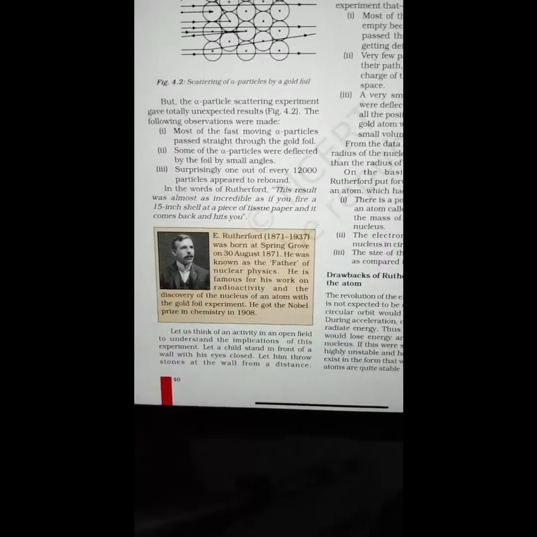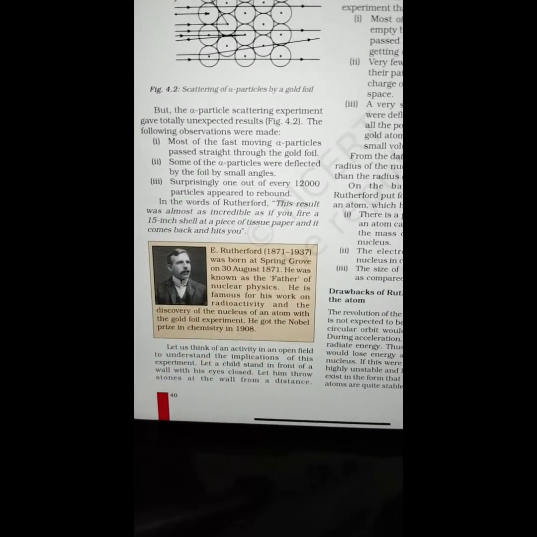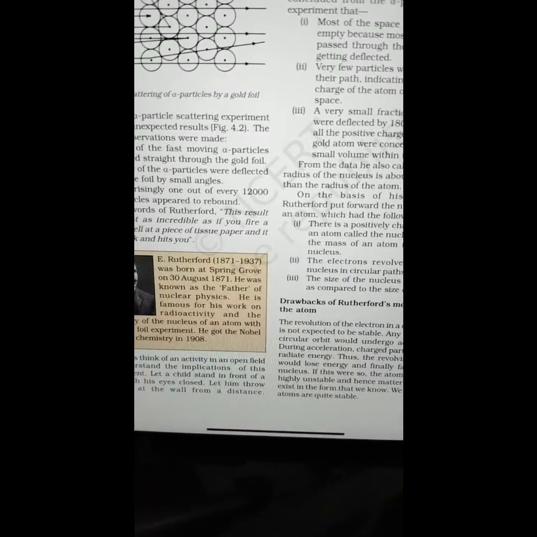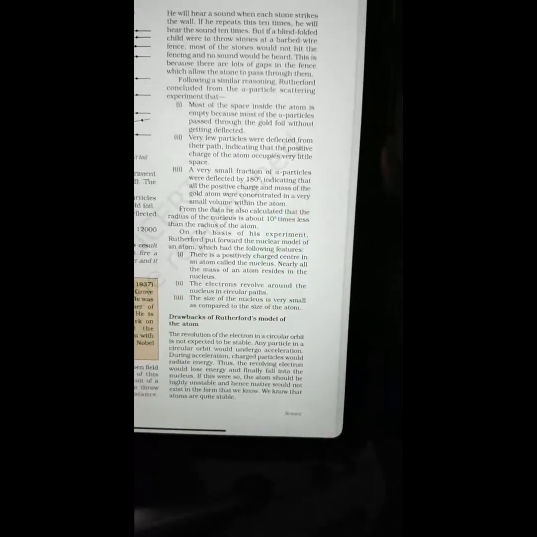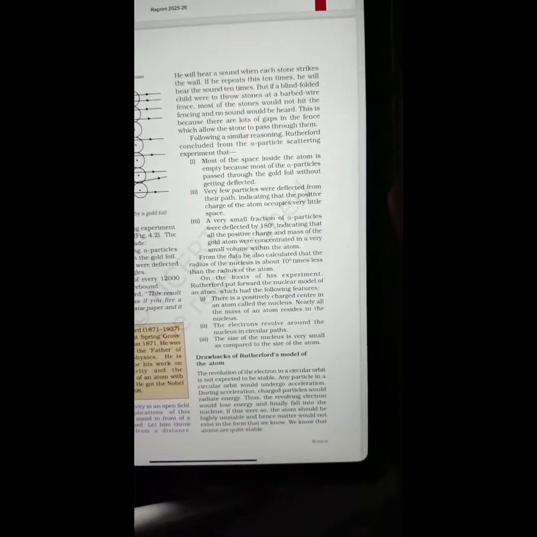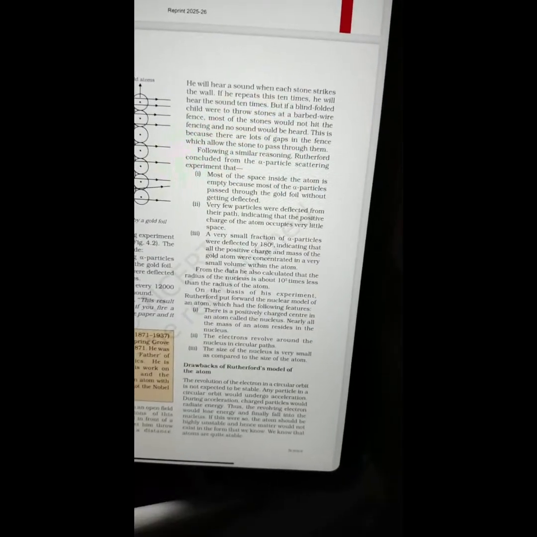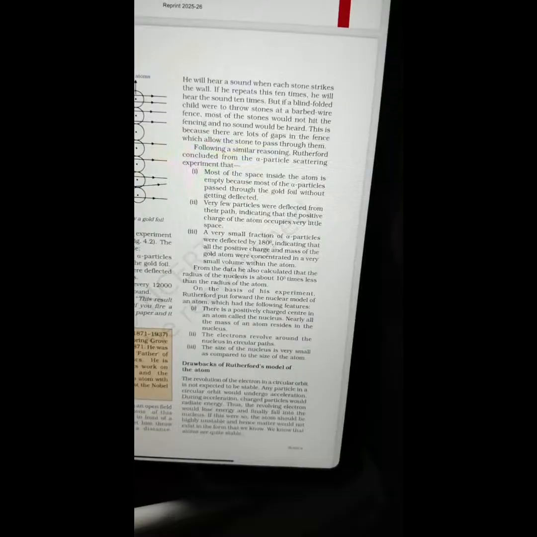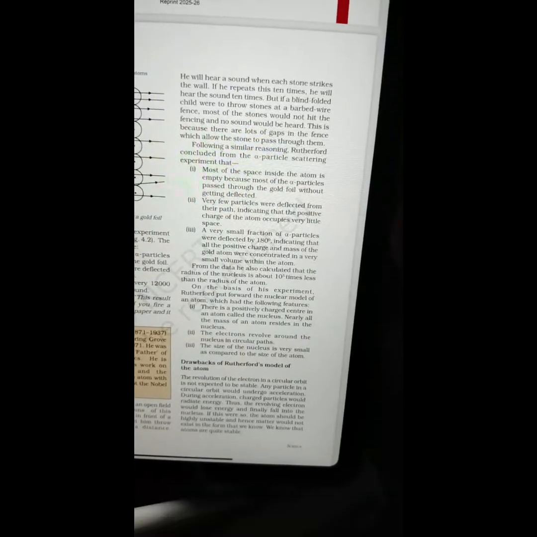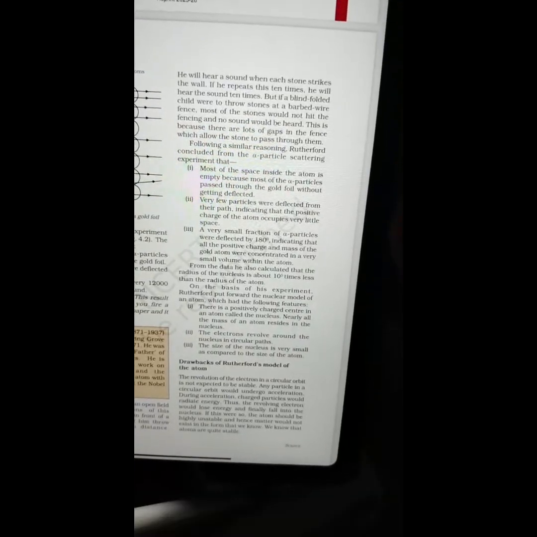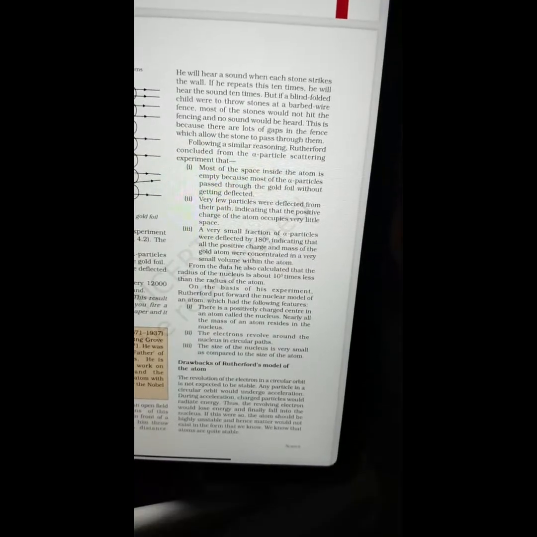Now let's see the last paragraph. Let us think of an activity in an open field to understand the implications of this experiment. Let a child stand in front of a wall with his eyes closed. Let him throw stones at the wall from a distance. Let's come to this side now. He will hear a sound when each stone strikes the wall. If he repeats this 10 times, he will hear the sound 10 times.